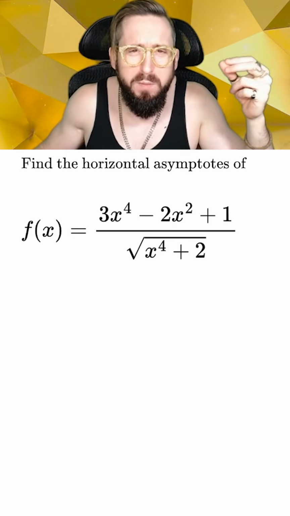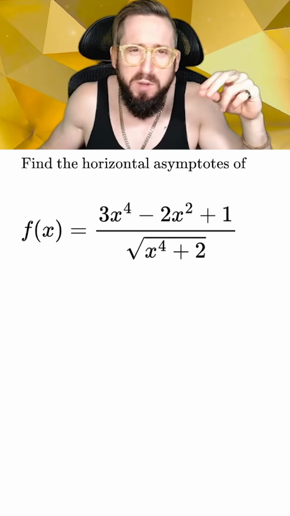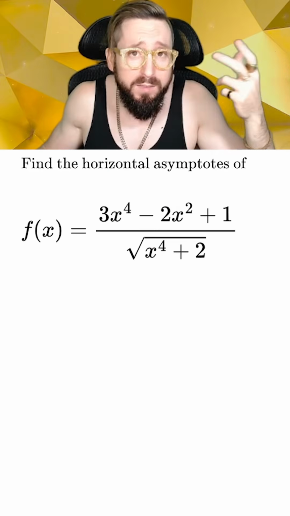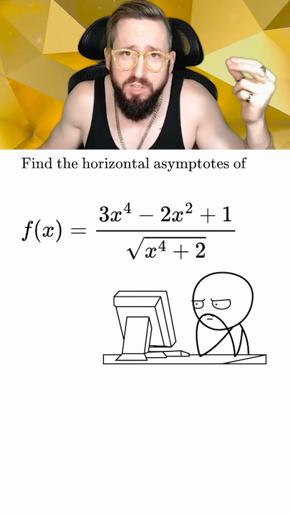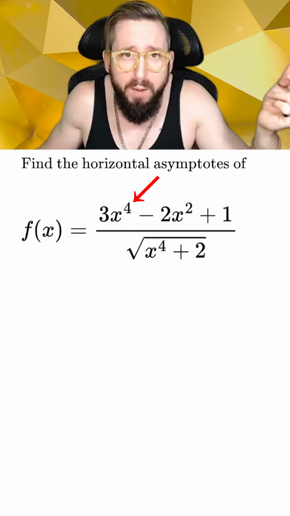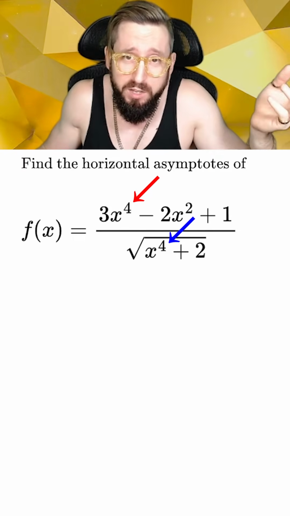You may be wondering why I keep saying the highest effective power of x. Well, that's because you can't just look for the biggest number in the exponent. Take this function, for example. At first glance, it would seem that the highest effective power of x on both the top and bottom is 4, since that's the biggest number we see in the exponents.